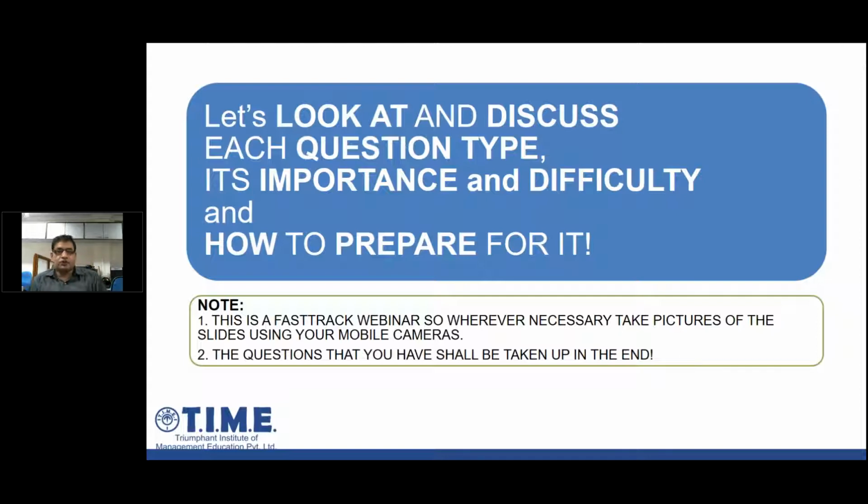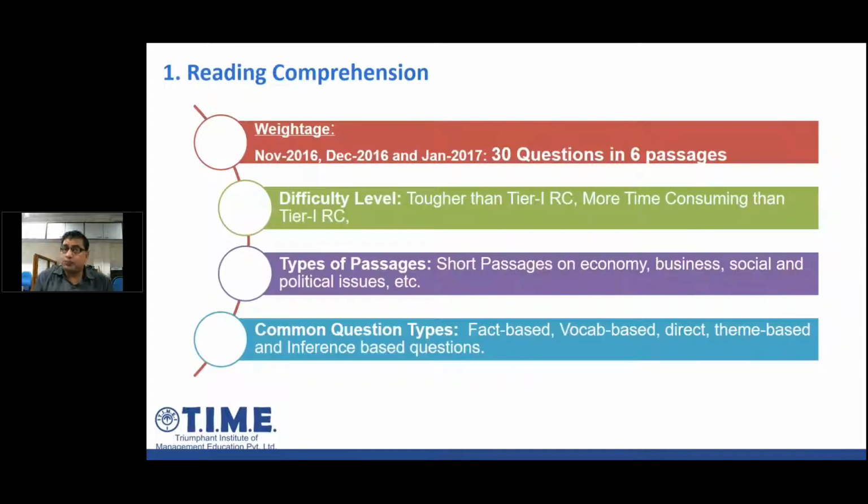Now let's look at each question type and how to prepare for it. The first one is the most important one, of course, and that is reading comprehension. I call this the most important part of SSC, because this is the deal breaker. This is where many students give up. This is what many students try to avoid, mainly because it is time consuming. Of course it is time consuming, of course it is difficult, and that is what makes it very important.